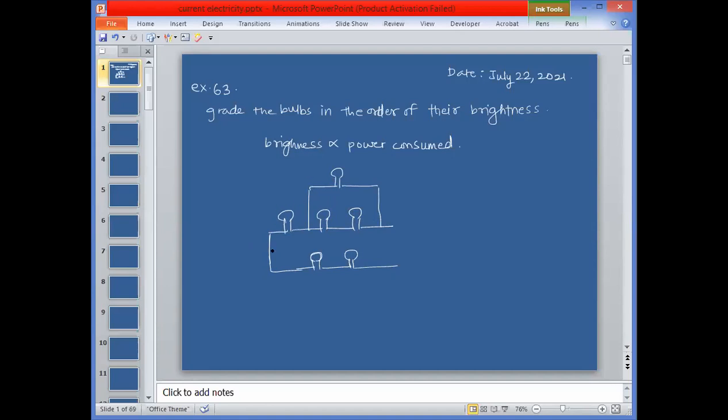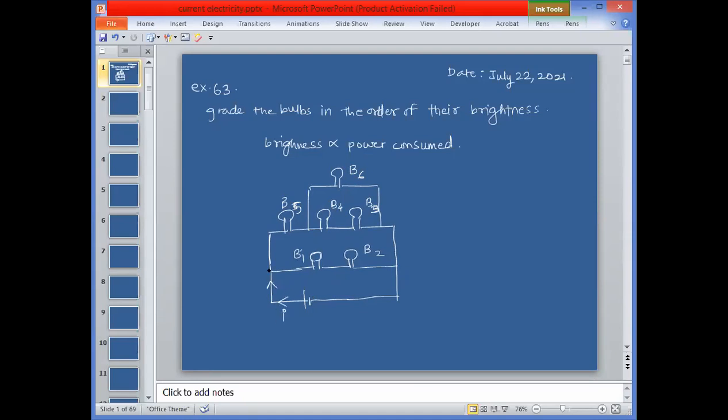Okay, so write down this as first bulb B1, B2, B3, B4, B5. I think this was B3, B4, this is B5. All right, this is B6. Fine, and the battery is connected like this. All right, sir. Fine. So let's start assigning the currents.